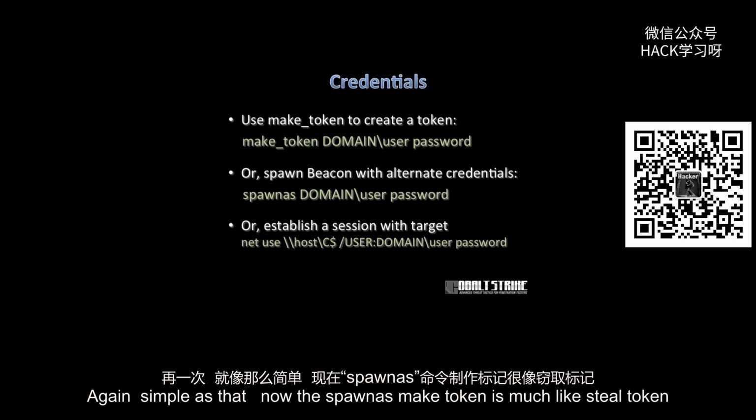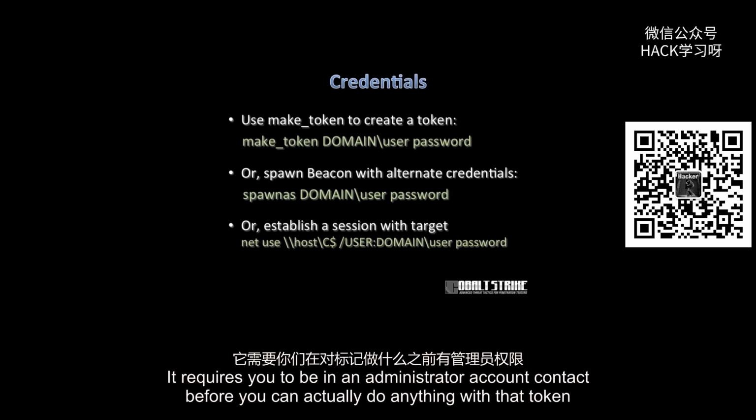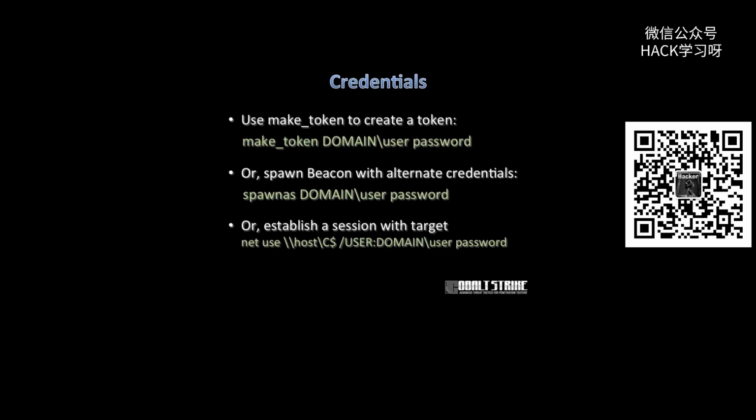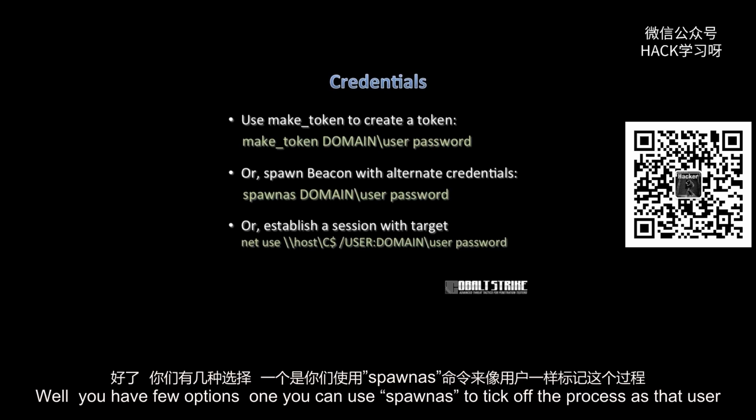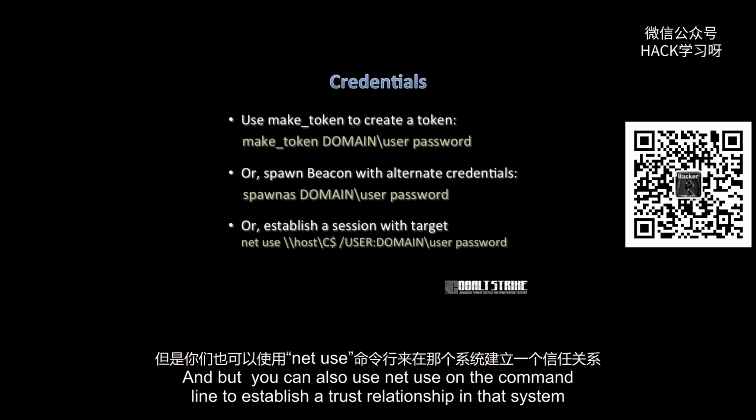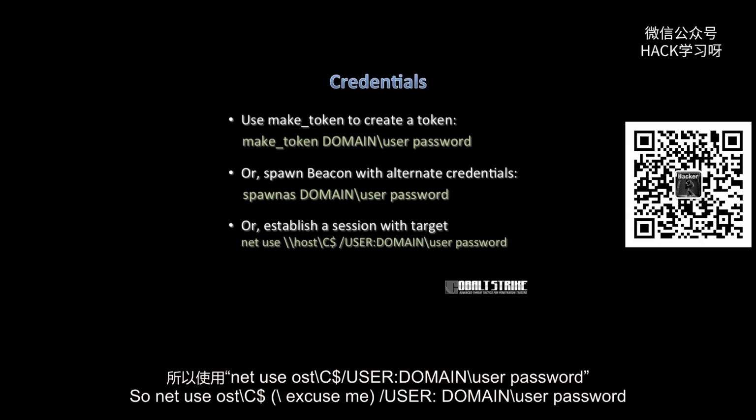Now the problem with make_token, much like steal_token, is it requires you to be in an administrator context before you can actually do anything with that token. So what happens if you're in an unprivileged context and you want to create a trust with a system? Well, you have a few options. One, you can use spawnas to kick off a process as that user. That would be my preferred method, okay? But you can also just use net use on the command line to establish a trust relationship with that system. So net use \\host\C$ /user:domain\user password.